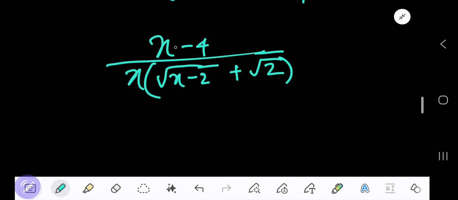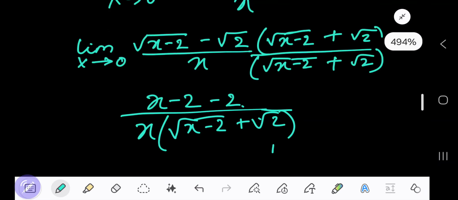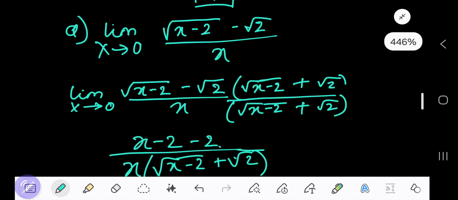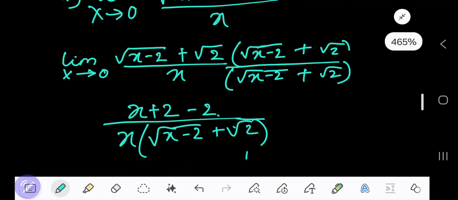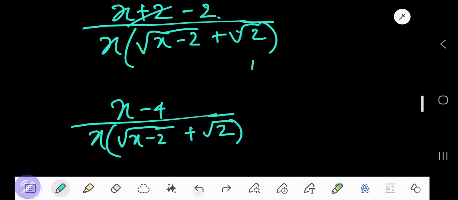Alright, we can factor out, no, we can't factor. Oh wait, hold on, I think I did something wrong. This in the question, it's actually plus. Yeah, so it should be plus here too. So this should be x plus 2 minus 2. So plus 2 minus 2 cancel out, and yeah, plus 2 minus 2 cancel out.